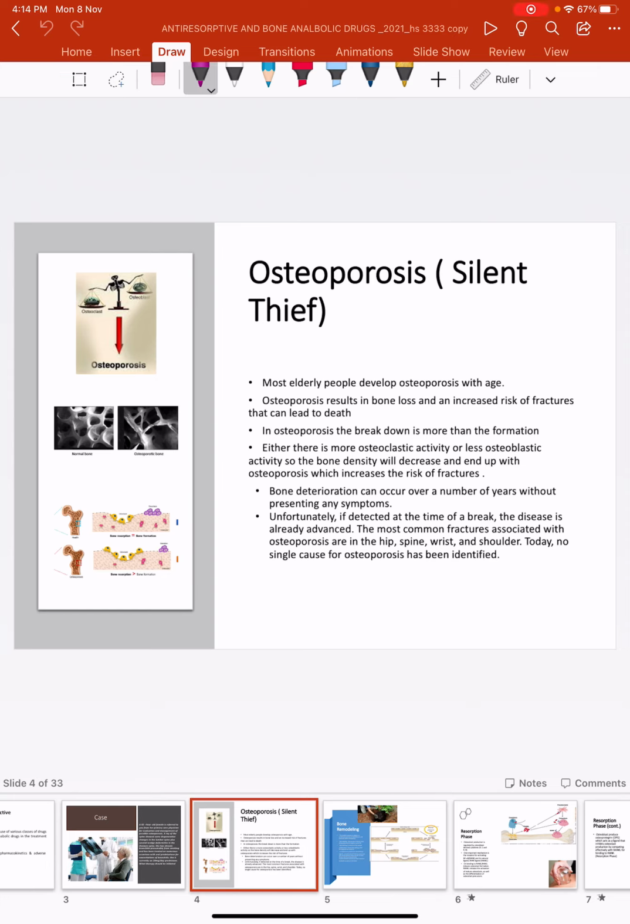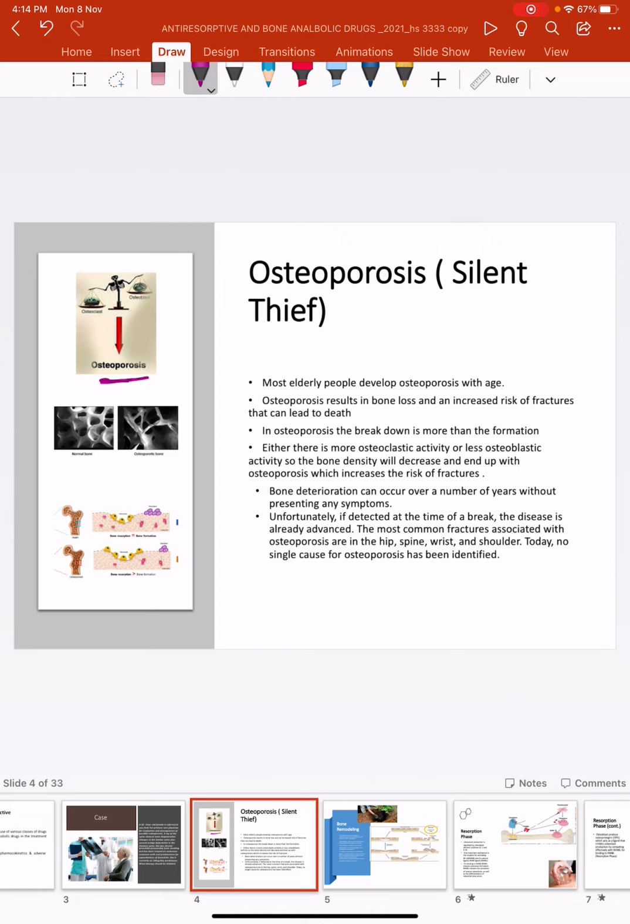We have an imbalance, which means we have two types of population of cells. One is called osteoclast, one is called osteoblast. If you're osteoporotic, osteoclast more.